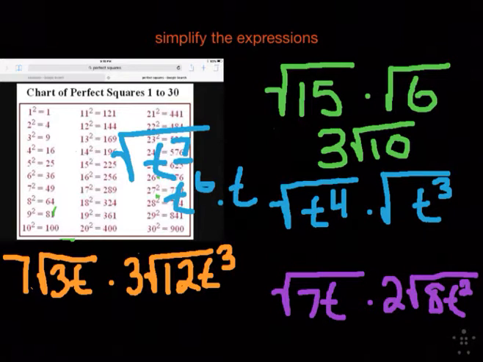And then we have t. The square root of t to the 6th is t cubed, because that is half of it. And we leave our remainder of t underneath.